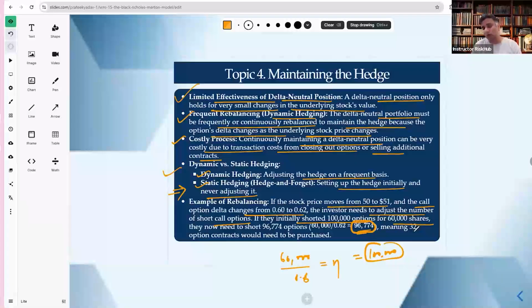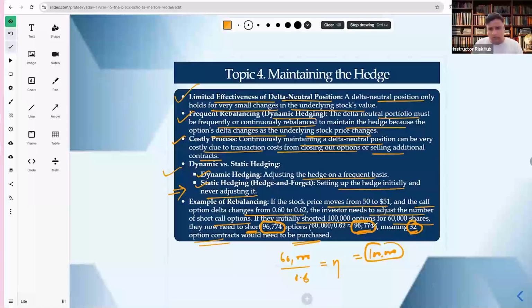That means sell 32 contracts, right? Sorry, it was short. I have to reduce. It was already sold, so the sold position has to be reduced. So I have to buy contracts, because I have sold 100,000. Now my new requirement: earlier I sold 100,000, now I have to sell 96,774. So it means I have to change my initial position by, why is it 32?